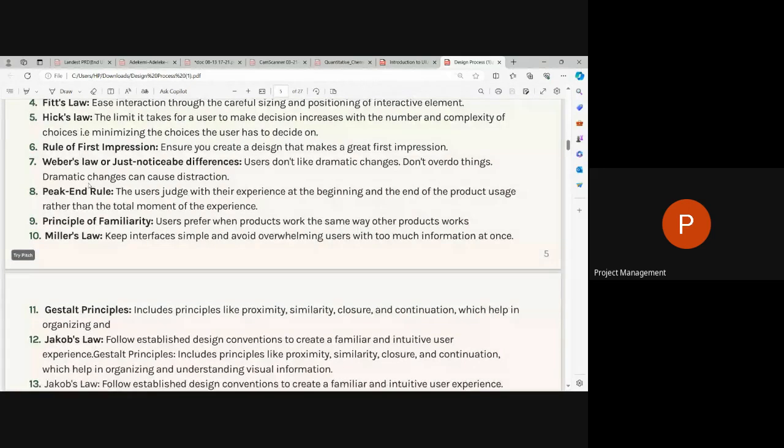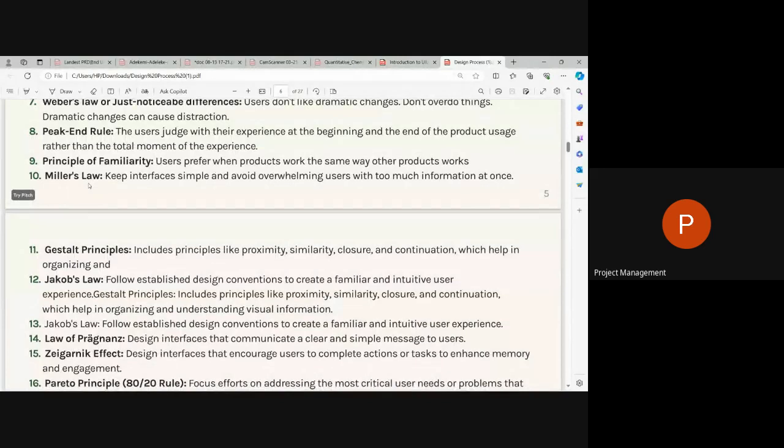Then we have the principle of familiarity. Users prefer when products work the same way other products work, and yours just adds features that will make yours better. So users want patterns that they are familiar with. Then the 10th one is Miller's law. Keep your interface very simple. Don't over add things. Don't add too much information. Don't add too many choices that your user has to make. Don't give them so many decisions that they have to take.